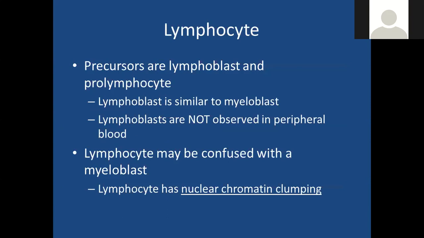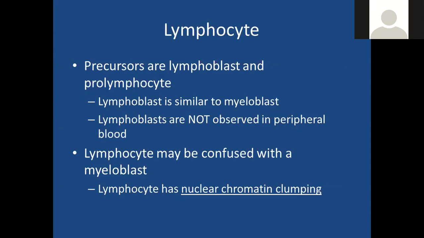So we talked about white cell maturation, our pluripotential and multipotential cells. Remember that the multipotential cell is either going to go the myeloid line or the lymphoid lineage. And we talked about our myeloblast. There's also lymphoblasts, right? So the lymphocyte is going to be derived from your lymphoblast and your prolymphocyte. And this gets tricky because your lymphoblast and your myeloblast often look similar in appearance.